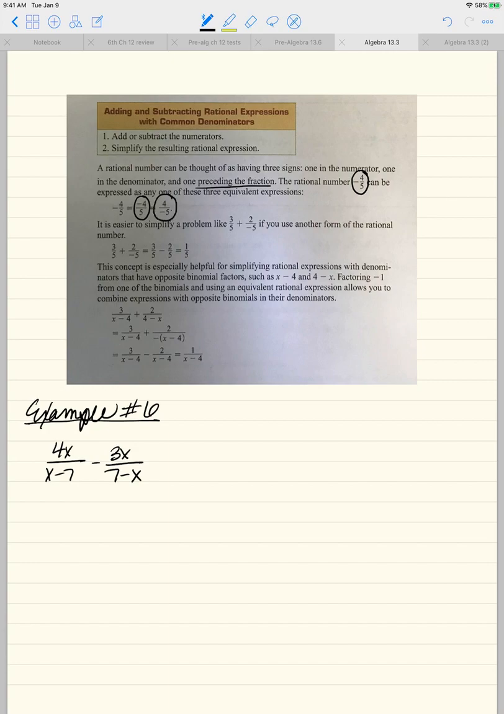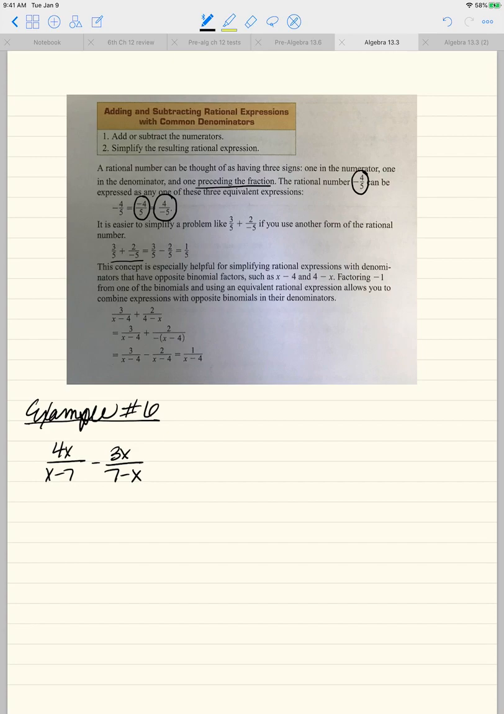It is easier to simplify a problem like 3 over 5 plus 2 over negative 5 if you use another form of the rational number. So here, they've just rewritten 3 over 5 plus 2 over negative 5. It's easier to think of that as 3/5 minus 2/5. So popping that negative in front of the entire fraction, okay, preceding the fraction. This concept is especially helpful for simplifying rational expressions with denominators that have opposite binomial factors, such as x minus 4 and 4 minus x.